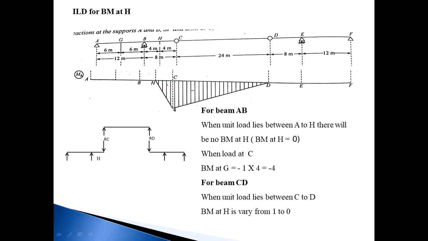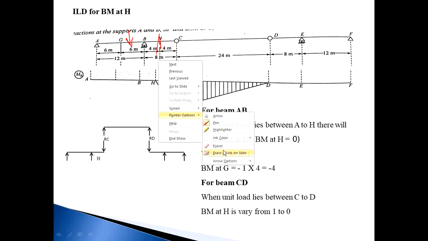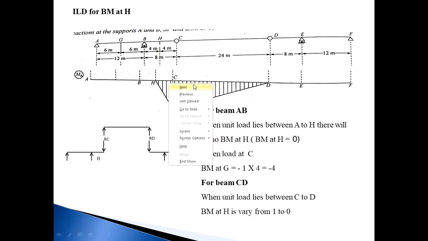Then next, the ILD for bending moment at H. Once again, when the load lies between A to H, the forces on the left side are RA, the unit load, and RB, and the number of forces on the right side of H is 0. So we consider the right side. Means when the load lies between A to H, there is no bending moment at point H. Then next, when the load acts exactly at H, the bending moment at H is 0, because the line of action and the point are the same.